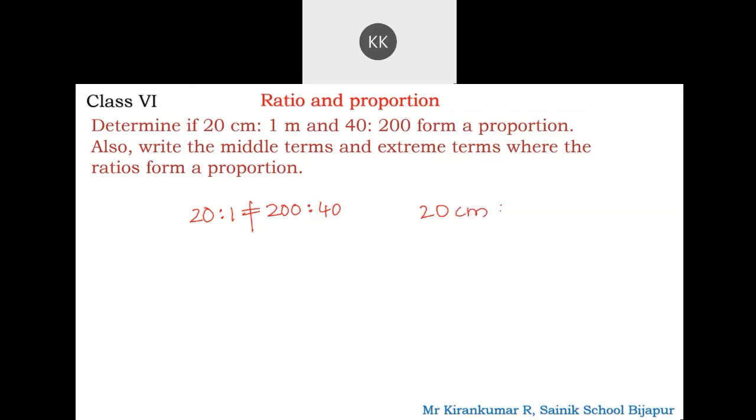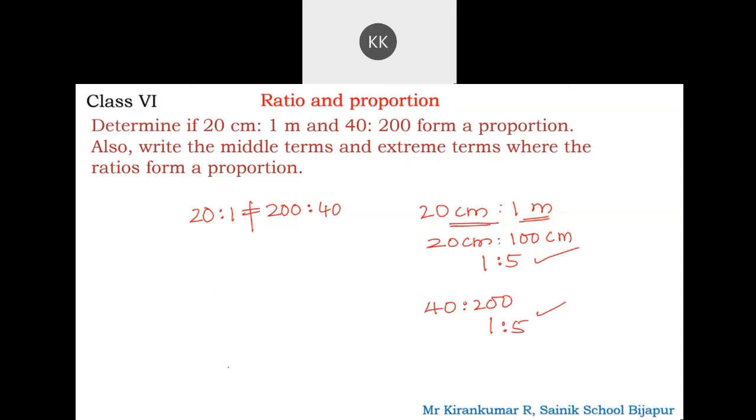One meter is equal to 100 centimeters. You have to observe this: this is in centimeter, this is in meter. We have to convert all the numbers into only one unit, so you should change this as 100 centimeter. Simplest form, we get 1 is to 5. If I consider 40 is to 200, it is again 1 is to 5. Both are equivalent.